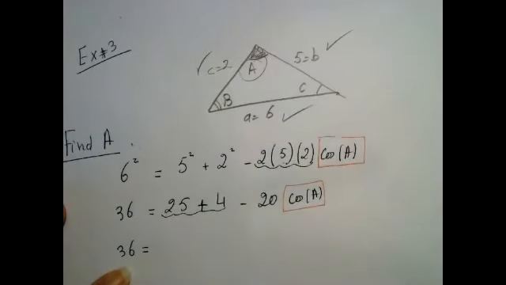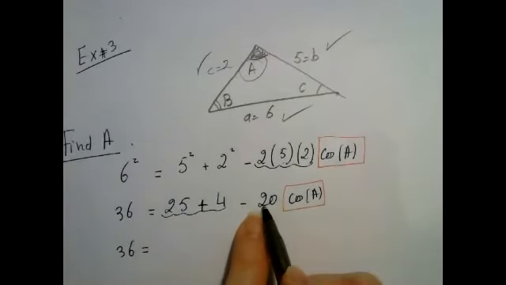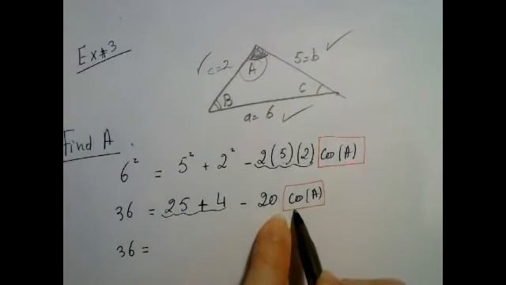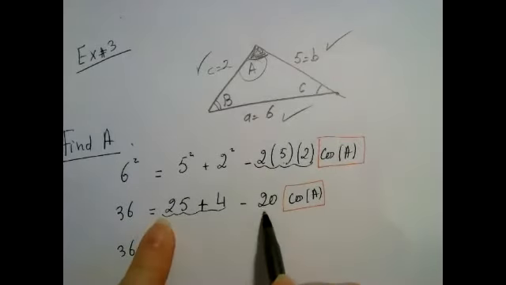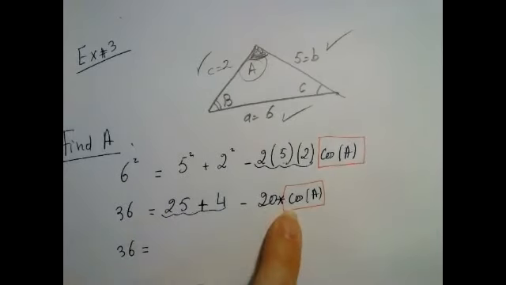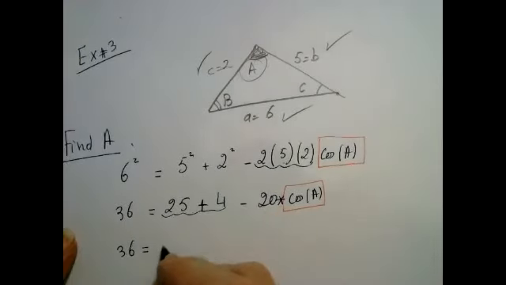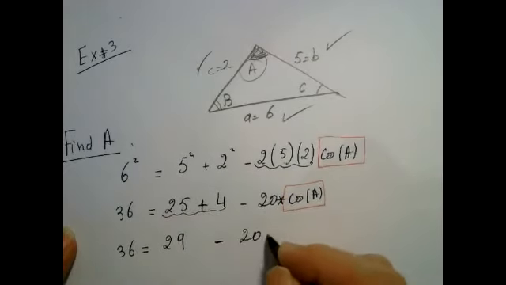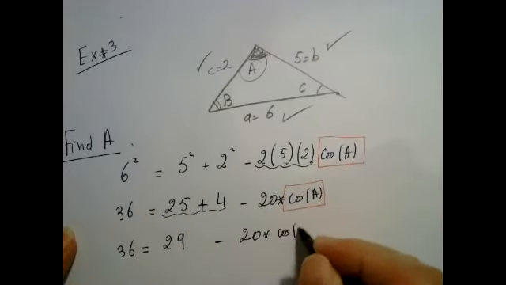I think I know what your mistake is. This 20 is multiplied by the cosine. So you cannot combine this with that, because this is multiplication. Okay, so it's 29 minus 20, which is multiplied by the cosine of A.